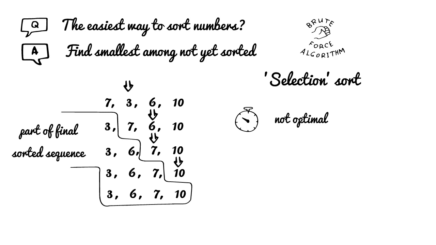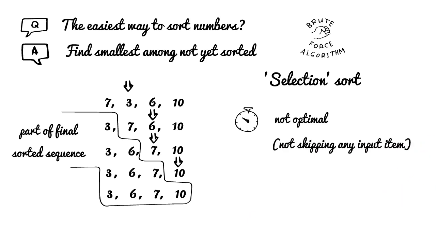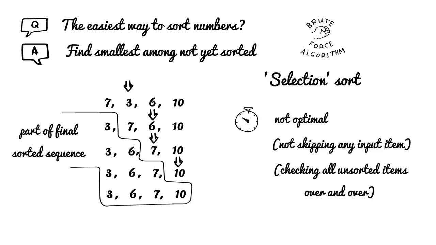On each step, you check all unsorted elements to find the smallest element among them. You are not skipping any element regardless of the input data set, which might be already partially or even fully sorted. So your worst case for order of growth will be almost the same as the average or even the best case. The algorithm will be checking all unsorted items over and over. Therefore, let's look into a couple of other, not brute force, solutions and see how optimal they are.